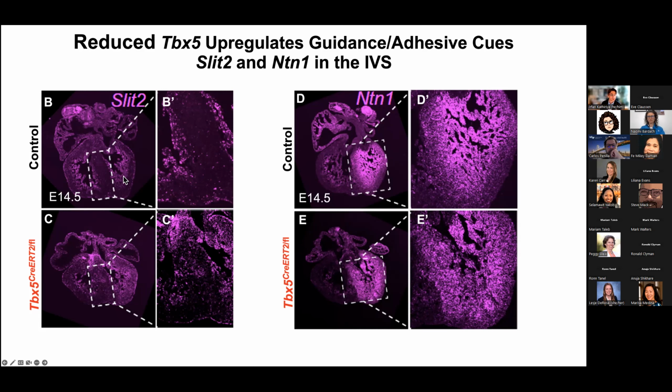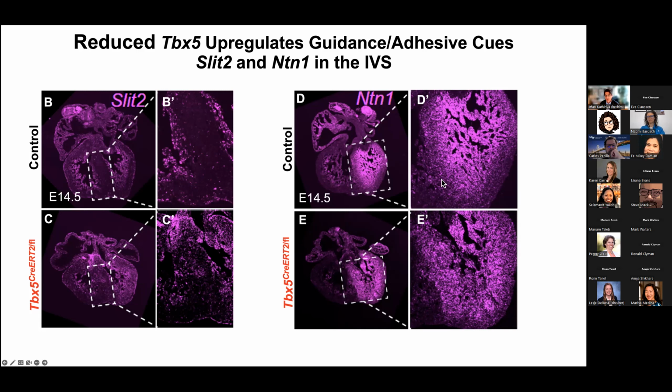SLT2 is expressed both in the LV and the RV. Netrin-1, on the other hand, is predominantly expressed in the LV, in the trabecular layer. And it also has this pattern in the interventricular septum where it has a gradient. It's highest on the left side of the IVS, over here, and then it gets reduced to the right side of the IVS.